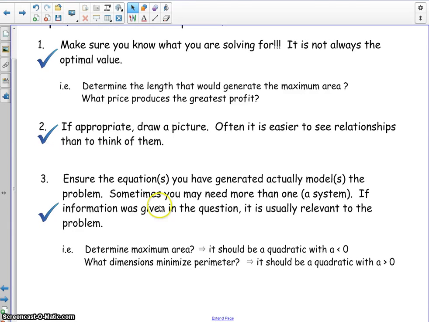And just some things to watch out for here. If you're trying to determine a maximum, you see the word maximum in the question, make sure that quadratic is actually going to be opening down when you come up with the equation. If you're looking for a minimum, make sure it's a quadratic that opens up.